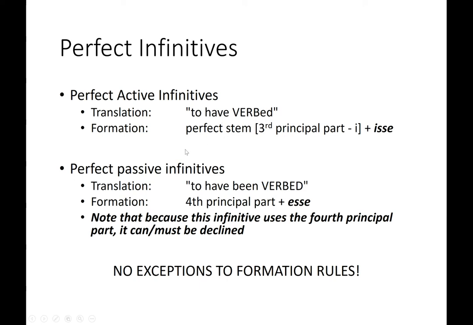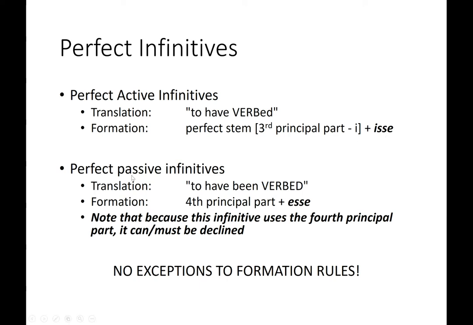The way it's formed is you take the perfect stem, which comes from the third principal part, which is where everything that's perfect active comes from. If you were just making the perfect active tense, you would use that same stem. And that stem comes from the third principal part minus the i. And then you add isse onto it. That's it, end of story. No changes, no weirdness.